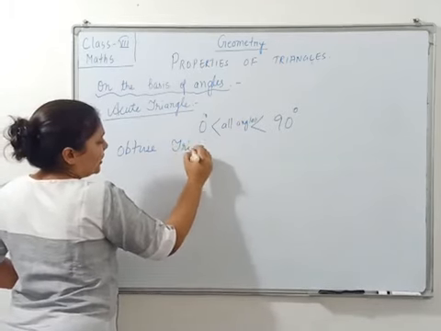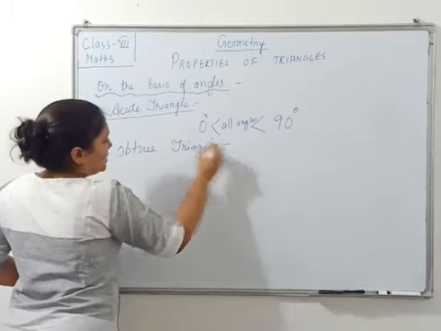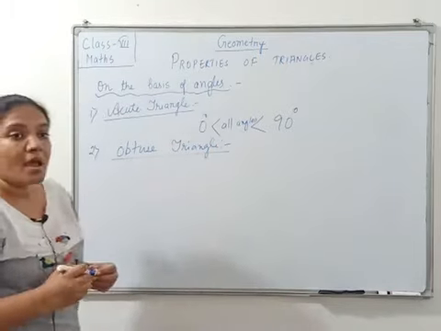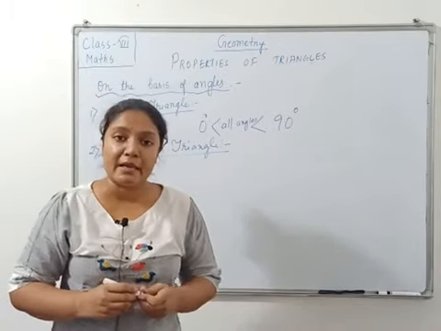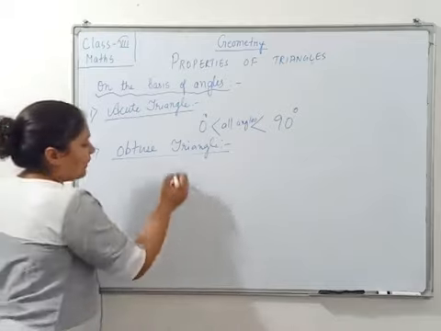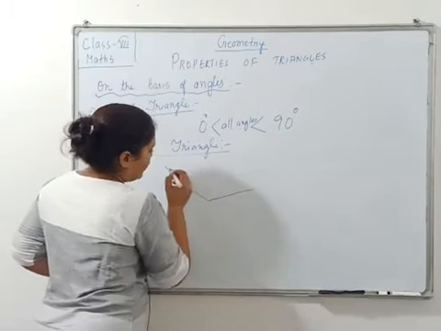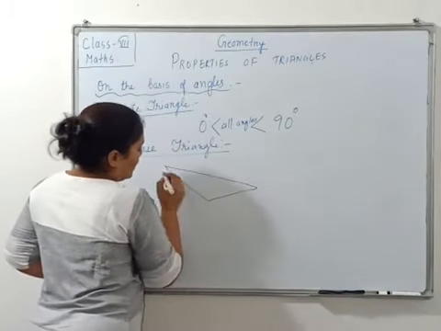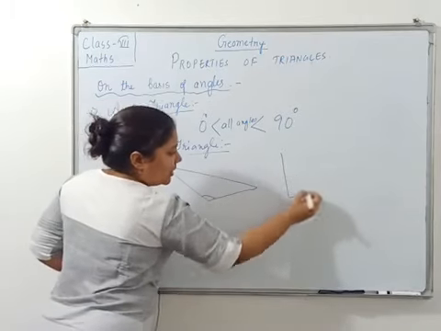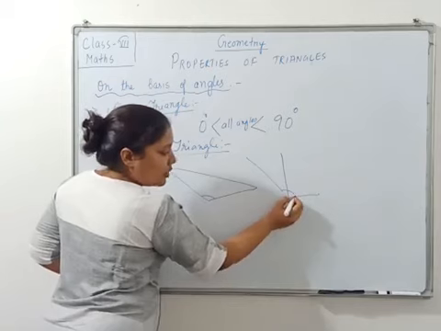Then next one, obtuse angle triangle. Okay. Now, what is this obtuse angle triangle? The word obtuse means what? The angle which is more than 90 degree. That is called obtuse angle, right? Now, if I draw a triangle like this, now this angle is what? More than 90 degree, right? Now, this is 90 degree. If I draw this line here, it will become more than 90 degree.